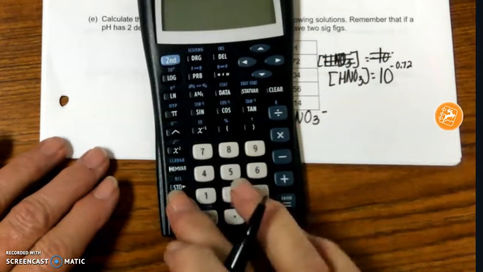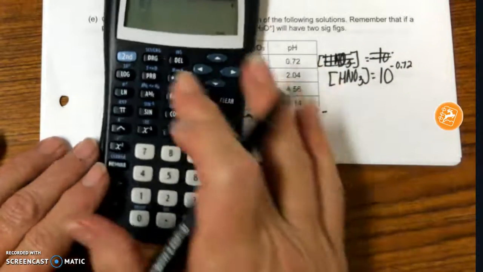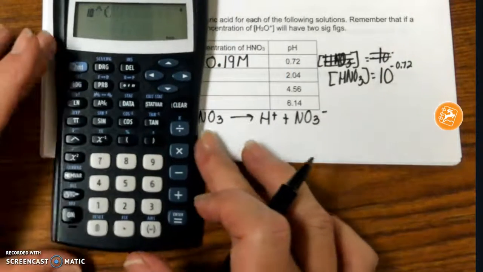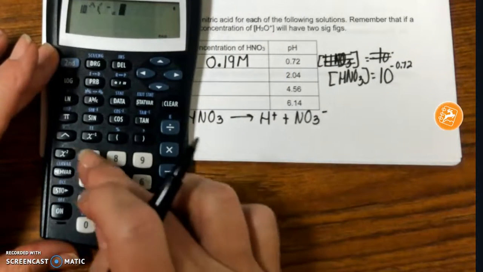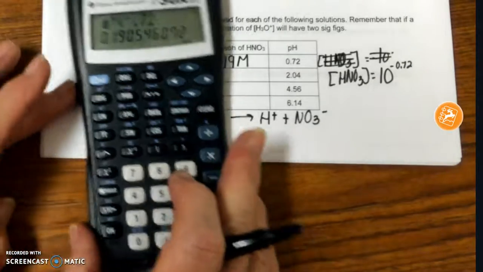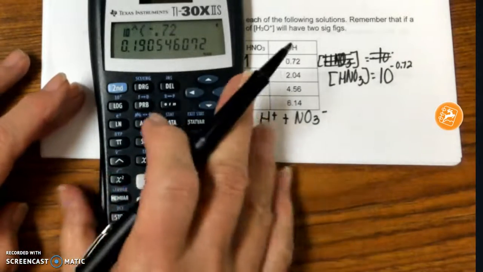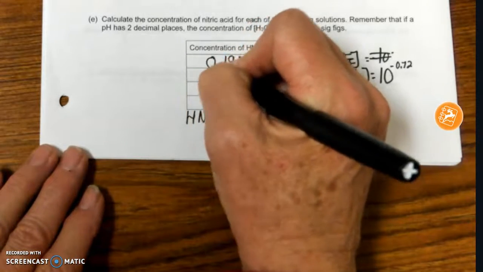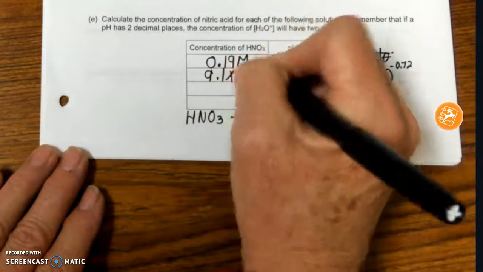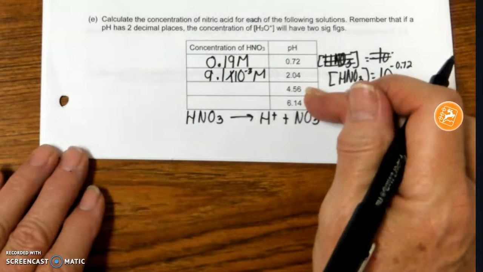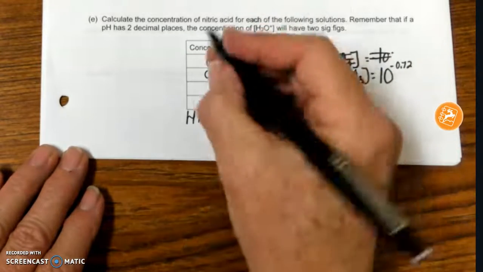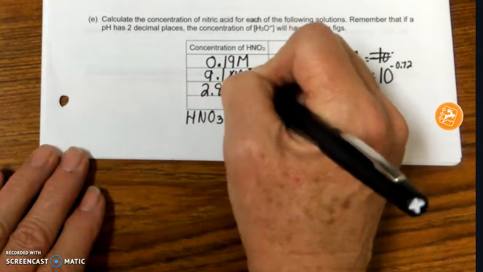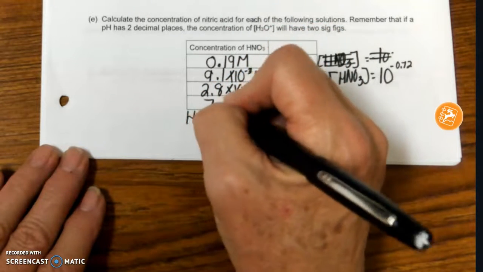So let's put that in the calculator because I want us to get used to doing that. Second log, negative 0.72 equals, and there it is, 0.19. And if I keep doing that over and over again, you're going to see that as my pH goes up, my acid concentration that is causing that is going down. And that is exactly what's happening.